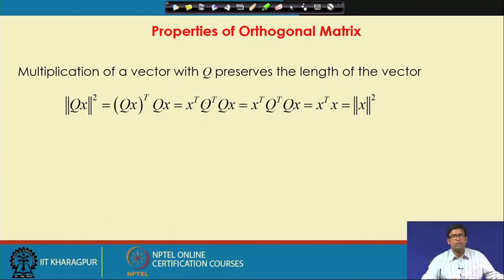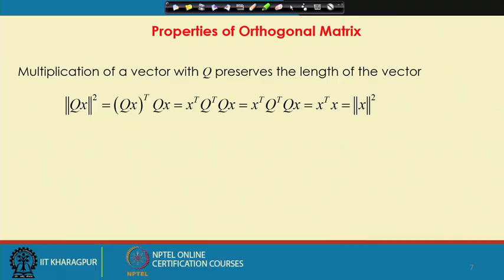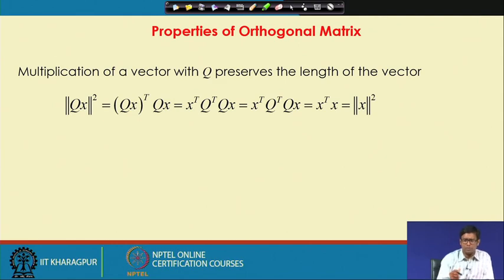Multiplication of a vector with a Q matrix, a matrix which has orthogonal columns, preserves the length of the vector. We can see that if I multiply a vector x with Q, and take its L2 norm, (Qx) transpose Qx is equal to x transpose Q transpose Q x, and the term Q transpose Q is nothing but an identity matrix. So it is x transpose x, which is equal to the norm of x squared. So if a vector is multiplied with Q, the length will be essentially the same.